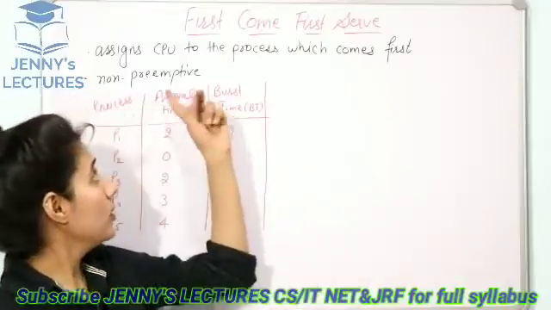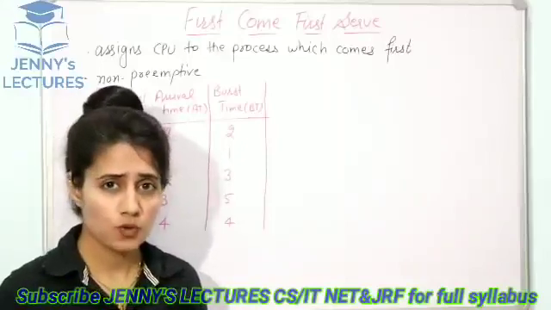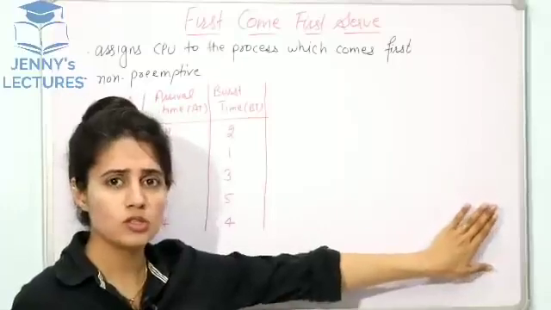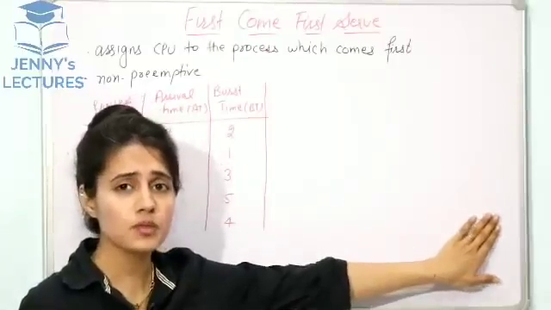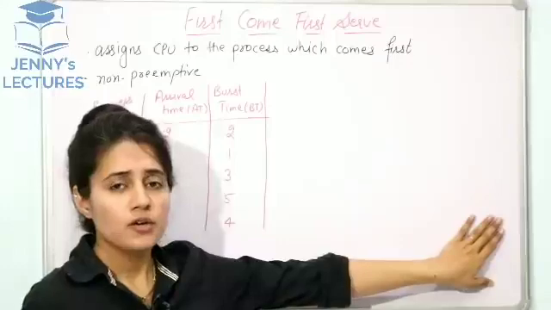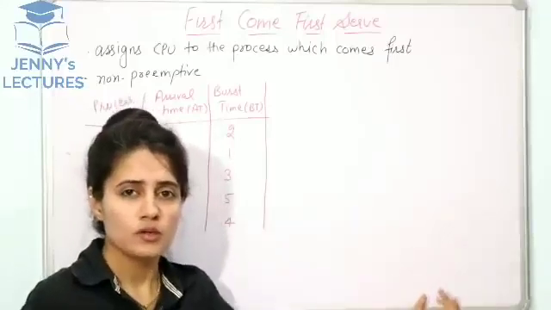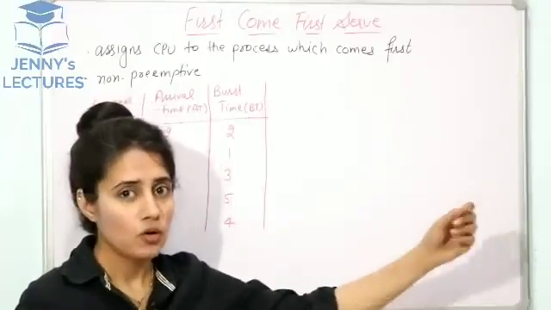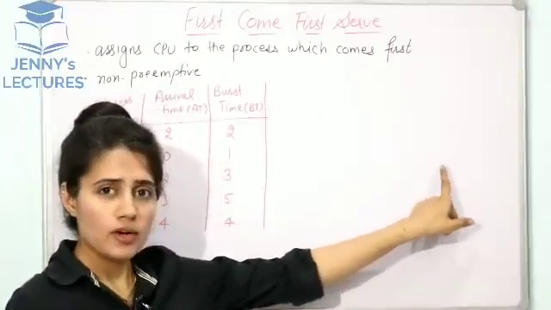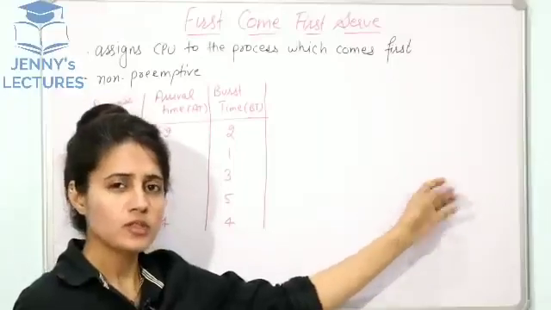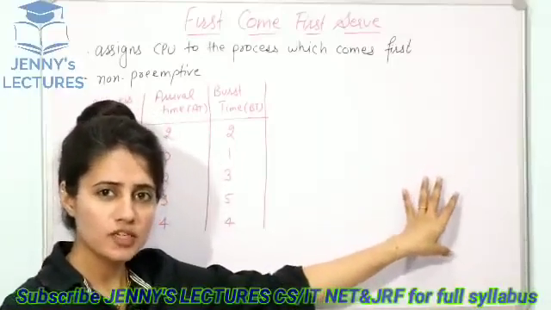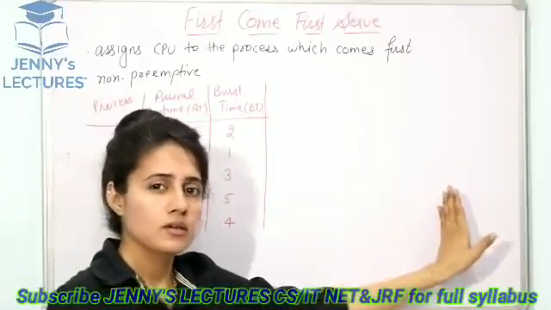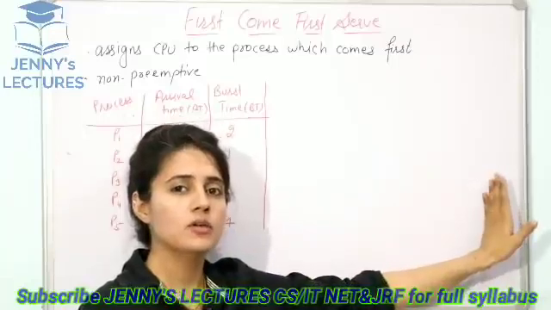And what is non-preemptive scheduling algorithm? In this case, once the CPU has been allocated to one process, means the process is running right now, then that process cannot be removed from the CPU until its termination. The only thing is, if the process voluntarily wants to exit from the CPU, means it has finished its execution, then it can terminate from the CPU.